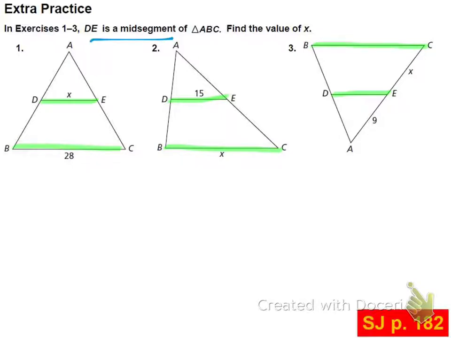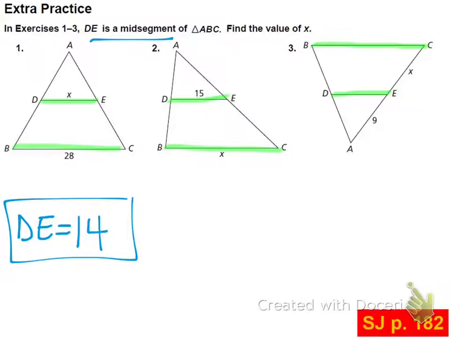I know these two are parallel to each other, so I know there's going to be a half and double relationship. So I know the length of BC is 28. To find the length of DE, is it the half line or the double line? It's the half line. So what is half of 28? Thank you. So the length of DE is 14.